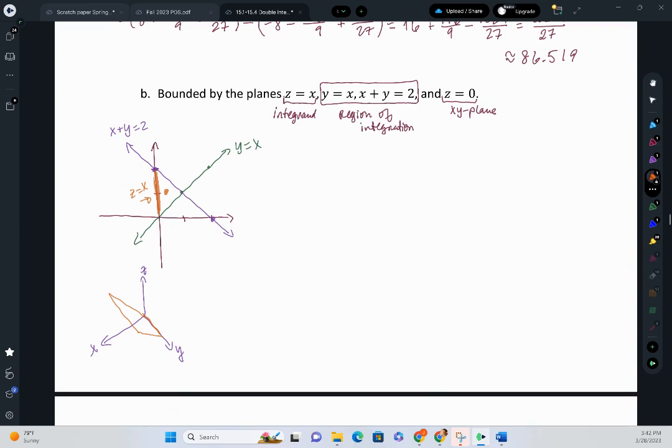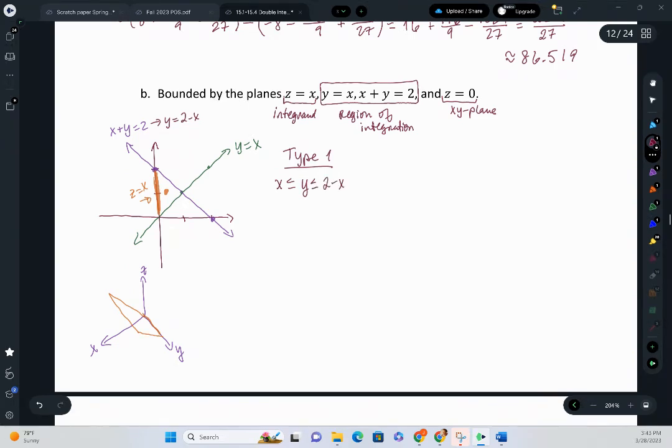Now we can set things up. So I'm looking at this, and if I wanted to do a type 2 region, I would have one left and two rights. So I don't want to do a type 2 region. I want to do a type 1 region. And with a type 1, I see a bottom, that's the y equals x, and the top, that's the y equals 2 minus x. So I'm going to use that. So the lower bound for y is x, and the upper bound for y is 2 minus x. And it looks like x is going from 0 up to 1.